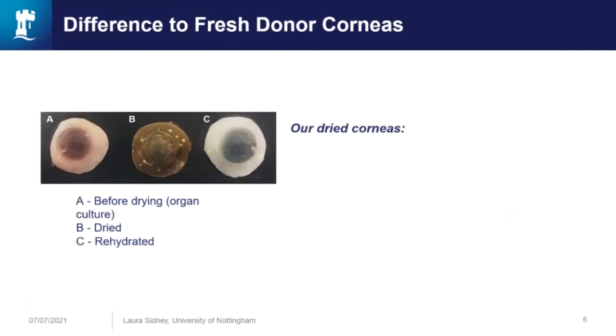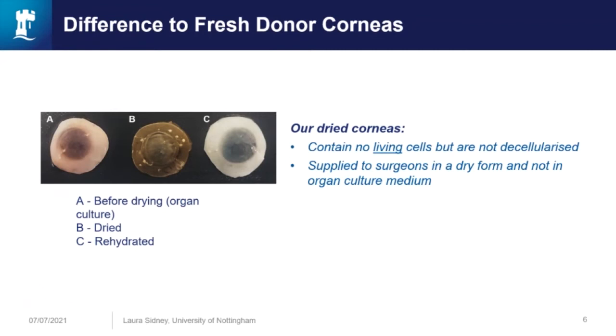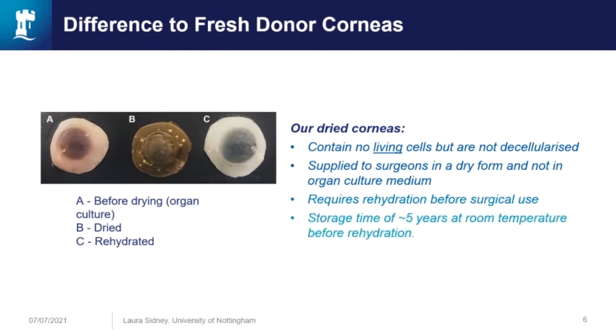So the difference to fresh donor corneas is obviously they contain no living cells, but they're not decellularized because they still contain those encapsulated stromal cells. They'll be supplied to surgeons in a dry form rather than the organ culture medium they're used to, and there'd be a requirement of rehydration before any surgical use. The big difference is that you can store these dry for 5 years at the moment, could be longer, we've not tested for that long, at room temperature before they can be rehydrated and then used surgically.